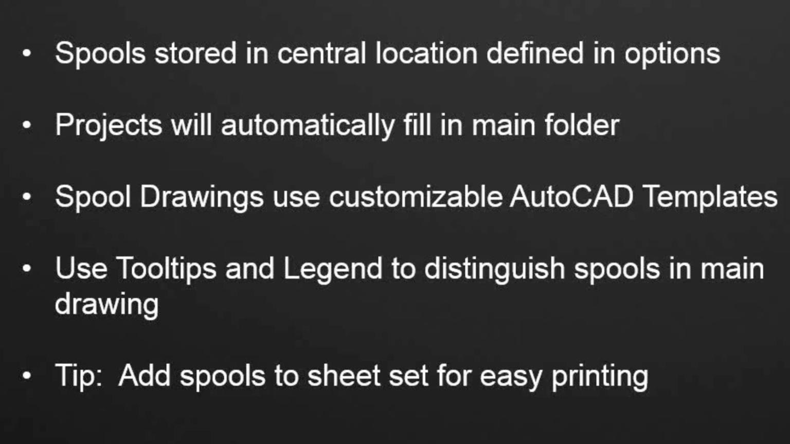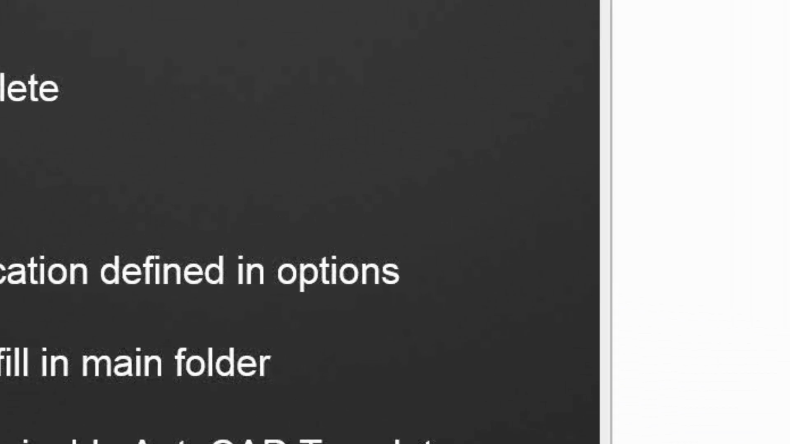One thing to note is that your spools are stored in a central location defined in the EastCoast options. So your spools are not by default stored in the same directory as your drawing. Your spools are stored in a central location, and you define that central location in your options dialog. We'll go through and look at that when we switch over to AutoCAD here in a few minutes.